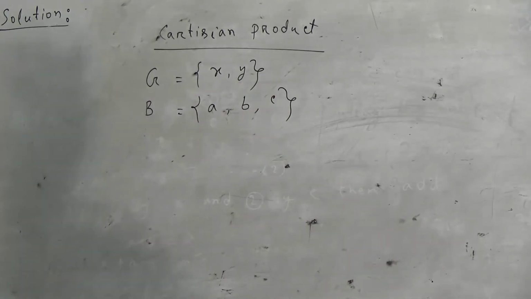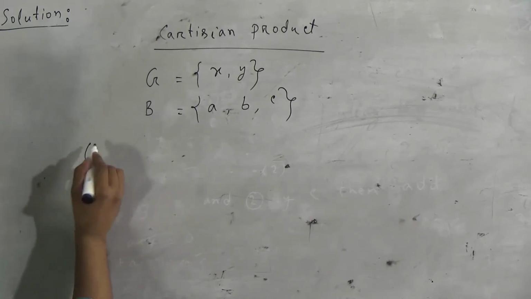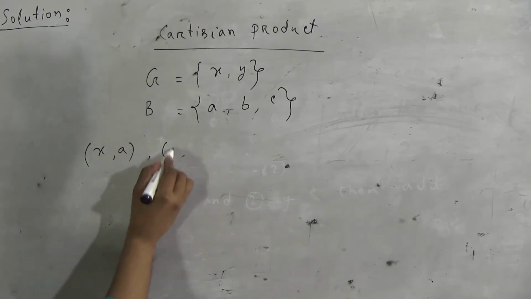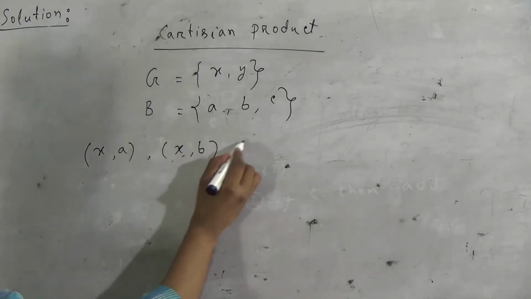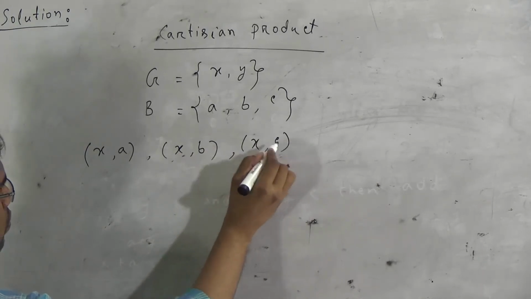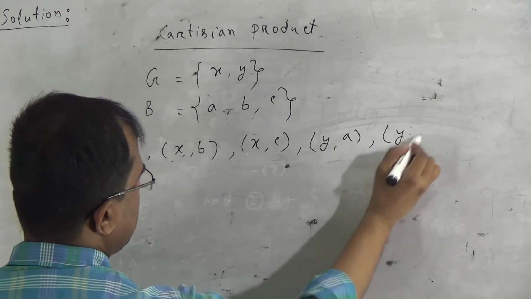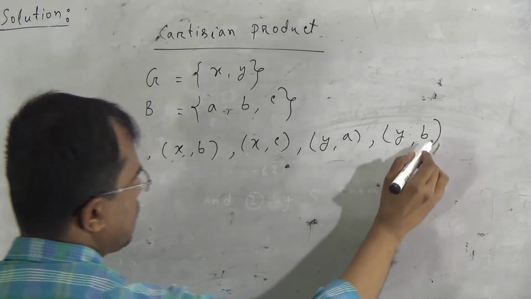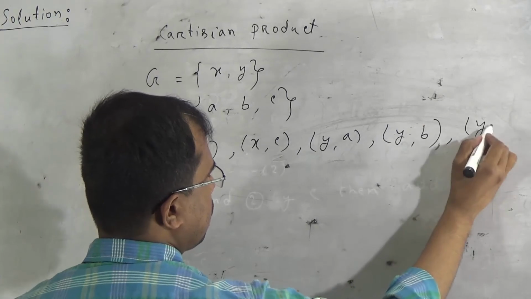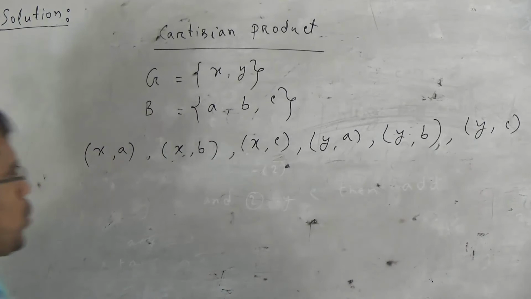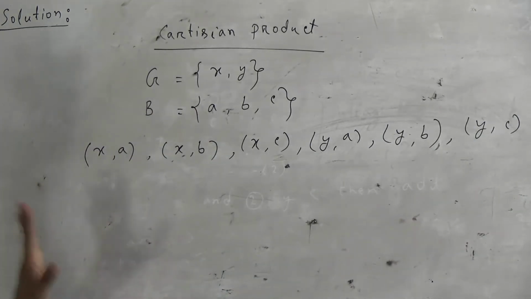Now we can make some ordered pairs, taking X with A, taking X with B, taking X with C. Again, taking Y with A, taking Y with B, and taking Y with C. 1, 2, 3, 4, 5, 6. That means in this case, a total of 6 matches will be held.